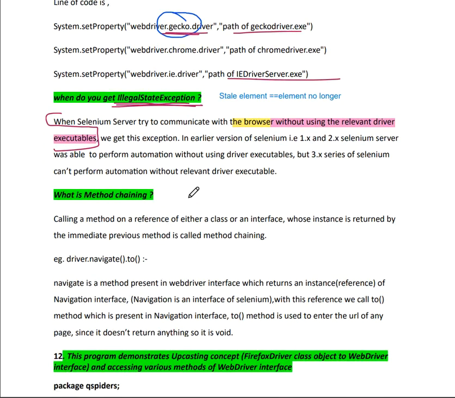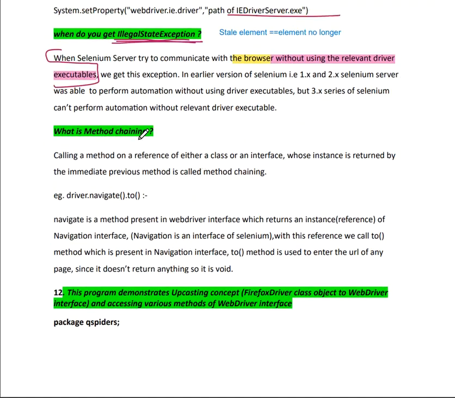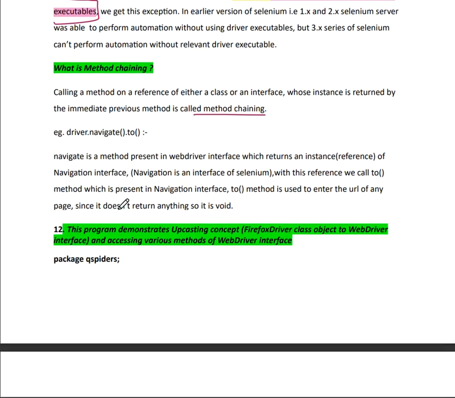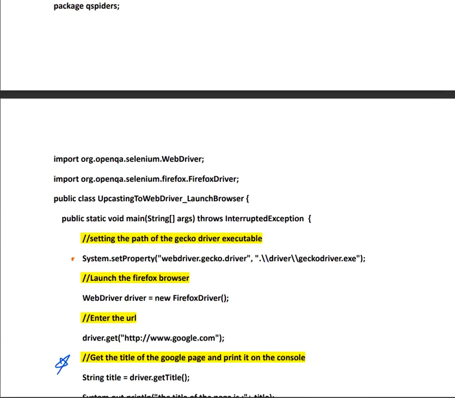After that, there is another question: what is method chaining? Calling a method on a reference of either a class or an interface whose instance is returned by the immediately previous method is called method chaining. navigate is a method present in the WebDriver interface which returns an instance of the Navigation interface. With this reference, we call the methods present in the Navigation interface, like to, back, refresh, and forward. This program demonstrates the upcasting concept, that is, assigning a Firefox class object to the WebDriver interface.